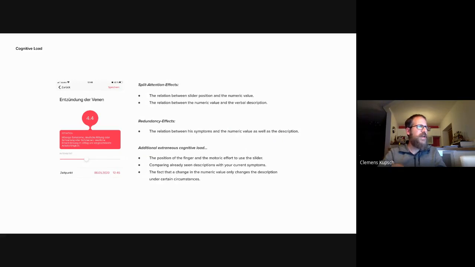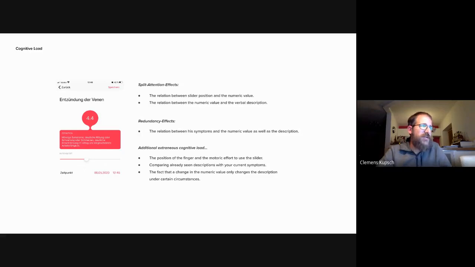But we also have the redundancy effect, the relation between his symptoms, so the thing he feels, and the numeric value, as well as the description. So we have to bring those three elements into a logical order. How bad am I feeling? How does that refer to a numeric value? What is the description saying? So do the description and the numeric number both need to be here, or would the numeric value be enough, or the description would be enough? That's an example of the redundancy effect.